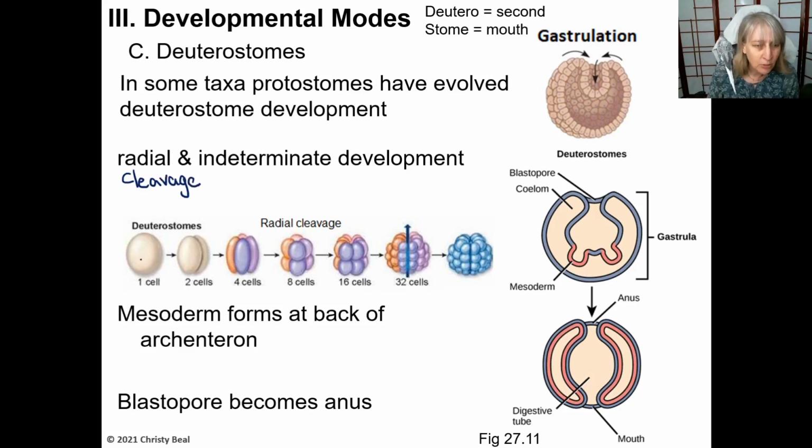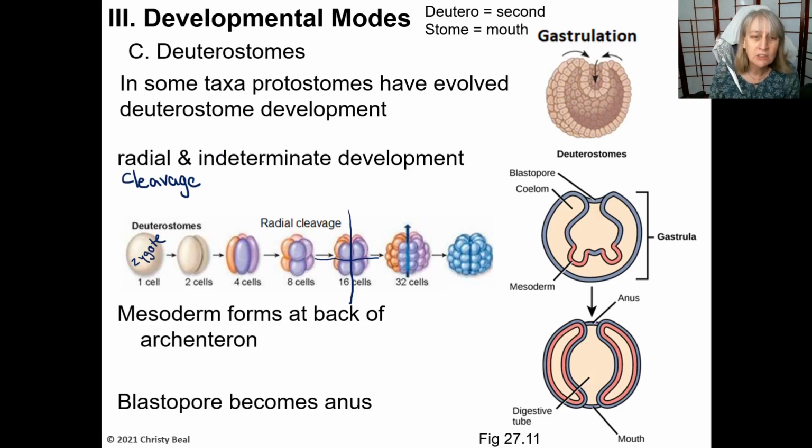So as we go from a zygote to a 2-cell embryo, to a 4-cell embryo, to an 8-cell embryo, look at this. I could here take a very thin knife or a piece of hair and cut my embryo in half, and I could get even slices of it. This pattern of cleavage, or the pattern of mitosis during early development, is radial. It can make equal slices.